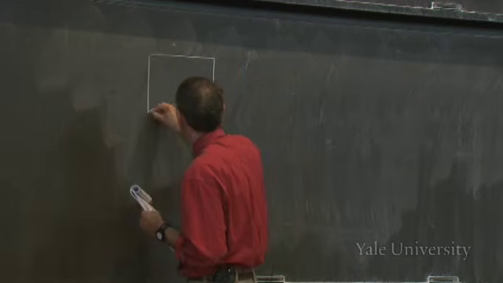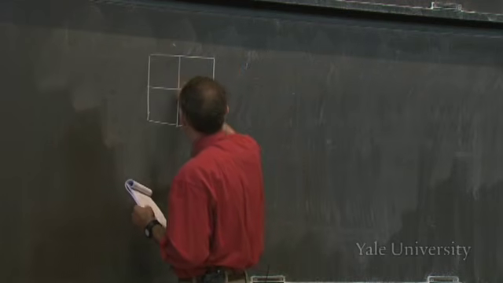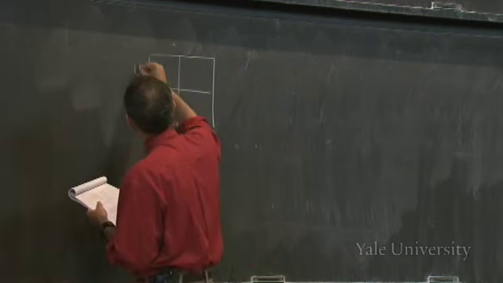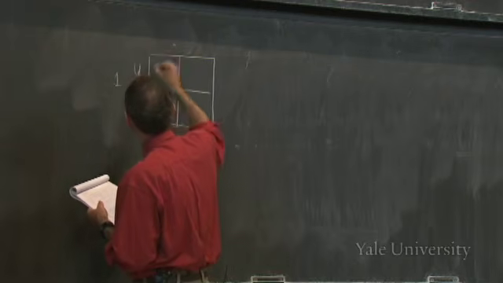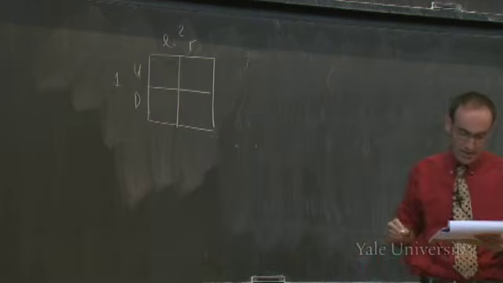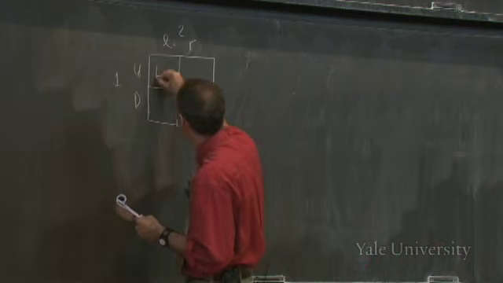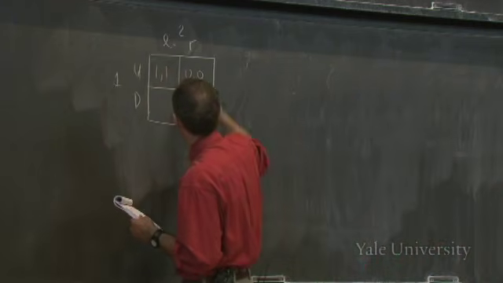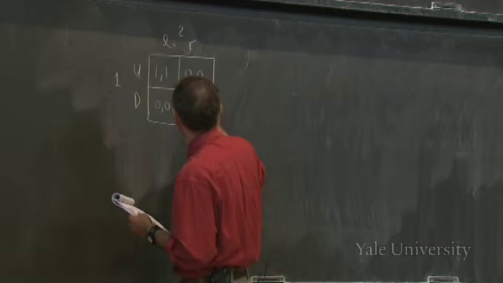Here's a trivial example, not an interesting example, but it just makes the point. Here's a 2x2 game. Player 1 can choose up or down, and player 2 can choose left or right. And the payoffs are really trivial: 1, 1, 0, 0, 0, 0, 0, 0.